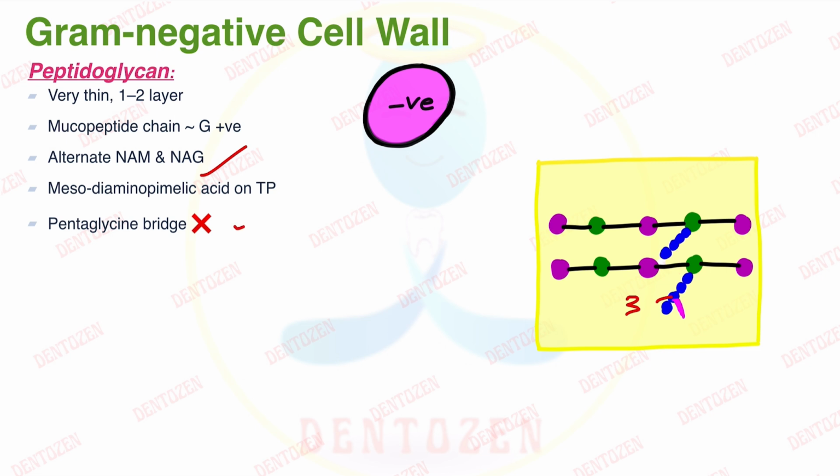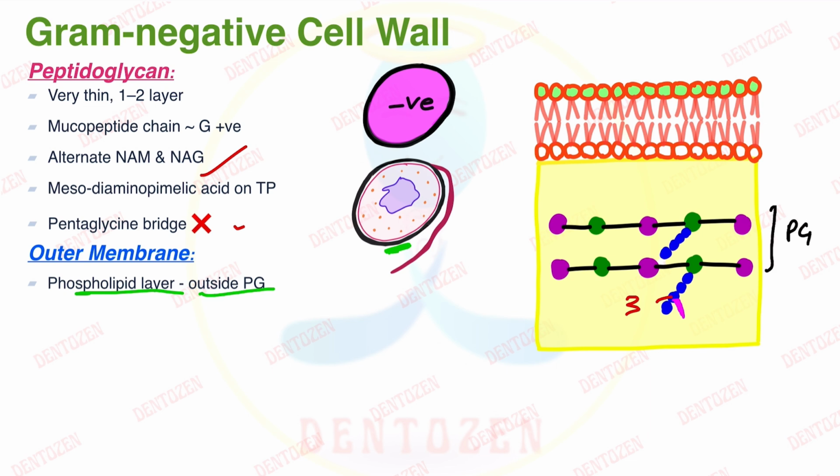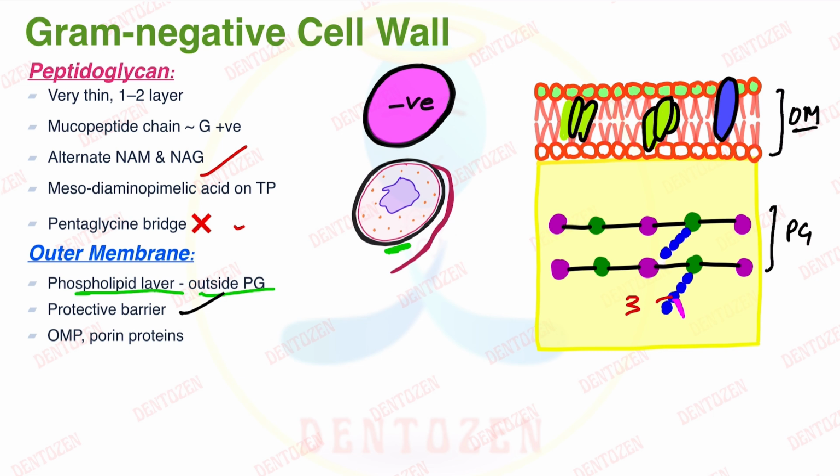Outer to this cell wall peptidoglycan layer, there is a membrane outside that you have to remember, called the outer membrane, which is made up of phospholipids, and it is outside the peptidoglycan. So this was the peptidoglycan, and this is the outer membrane made up of phospholipids. This outer membrane acts as a protective barrier, and it has many proteins inside it. The outer membrane proteins specific to it are porin proteins. As you can see here, these porin proteins, as the name says, can form pores, so they can form diffusion channels through which small molecules can pass.